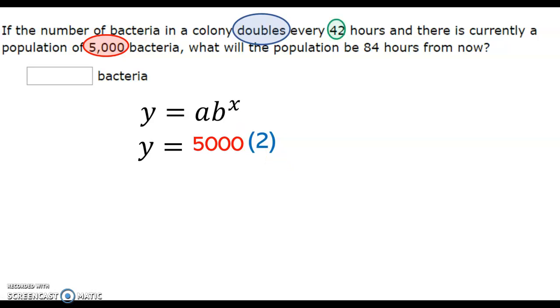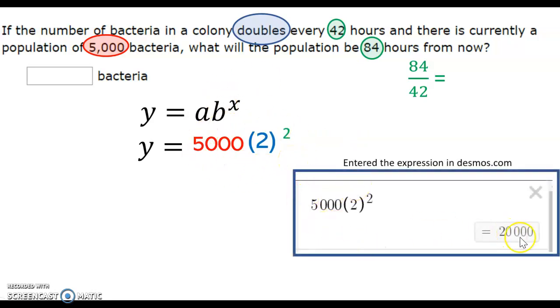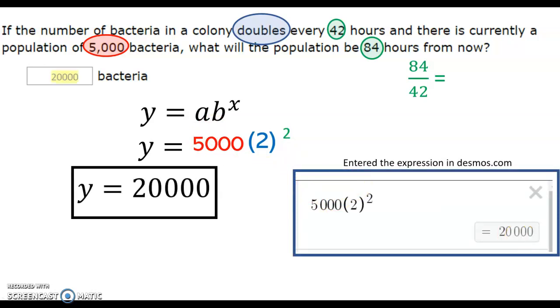Next, we're looking for the time periods, and we have two numbers that represent time, 42 hours, 84 hours. The 42 hours is the time in which the bacteria will double, but we want to know how much bacteria will be there after a total of 84 hours. So you have to divide these numbers, and you get a value of 2. Your exponent now becomes 2. You can enter the right side of the equation into decimals, and you should get the following answer. 20,000 bacteria is going to be your answer.